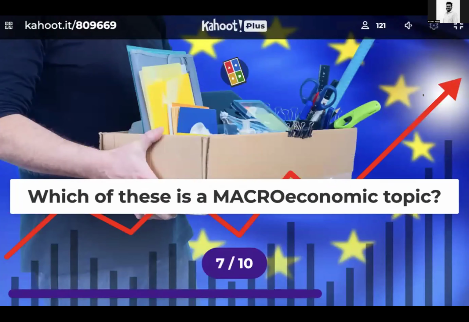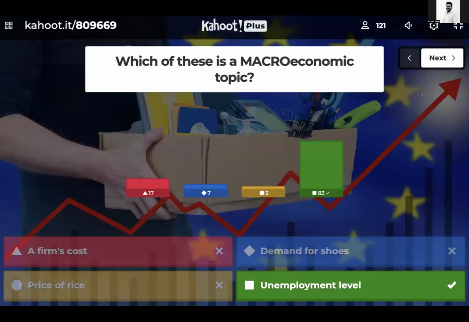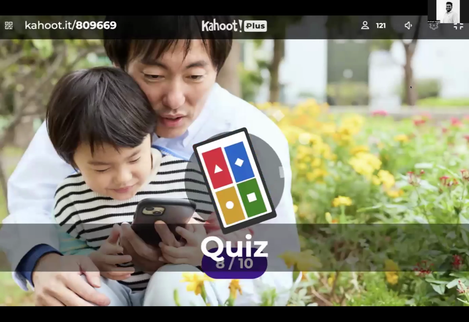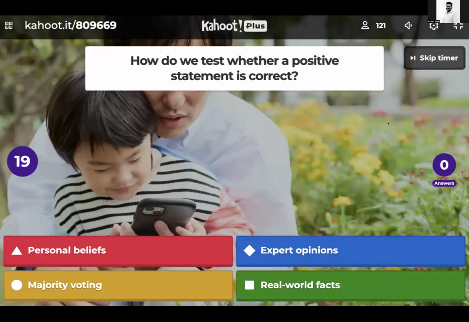Next one. Which of these is a macroeconomic topic? A firm's cost, demand for shoes, price of rice, unemployment level. Nice. Chat box answers are also correct. Unemployment level. Brilliant. A very tight leaderboard. Next one. How do we test whether a positive statement is correct? Personal beliefs, expert opinions, majority voting, real world facts.